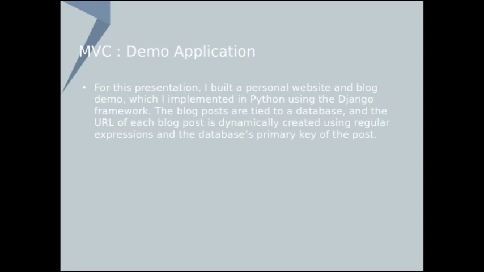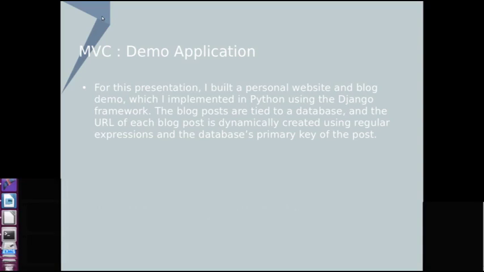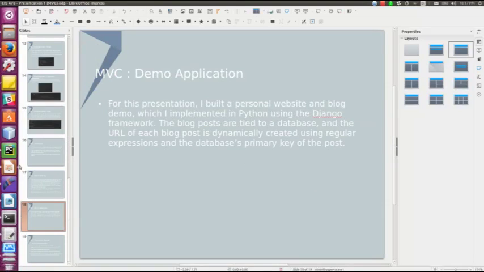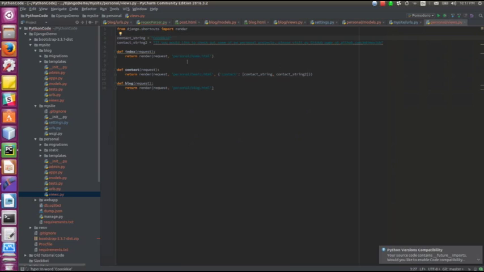So for this presentation, I built a personal website and blog demo, which I implemented in Python using the Django framework. The blog posts are tied to a database, and the URL of each blog post is dynamically created using regular expressions, and the database primary key of the post. So if I exit out of this, I'll start with the code.